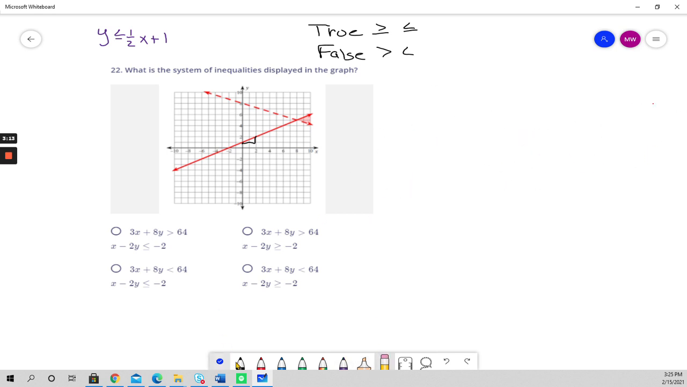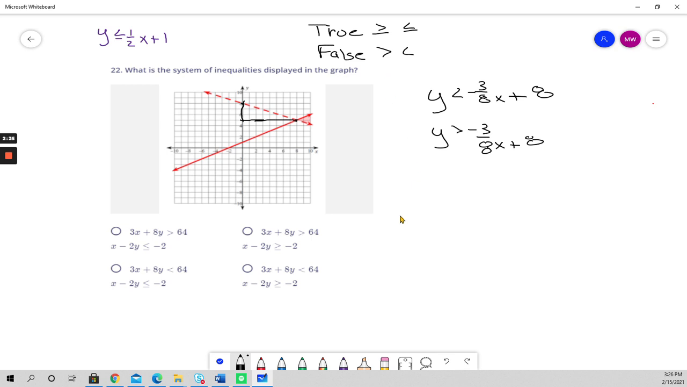My next equation is a dashed line. And so that's greater than or less than. And I notice that it has a y-intercept of 8, and the next good point is way over here. So that's 1, 2, 3. So this is y is less than 3/8 x, sorry, negative 3/8 x plus 8, because it's going down, or y is greater than negative 3/8 x plus 8.